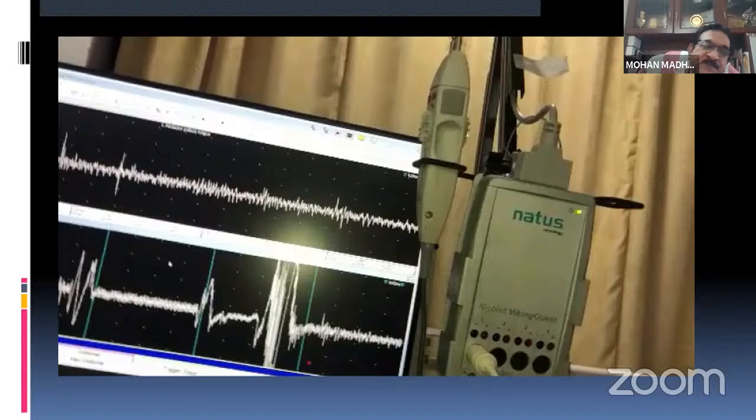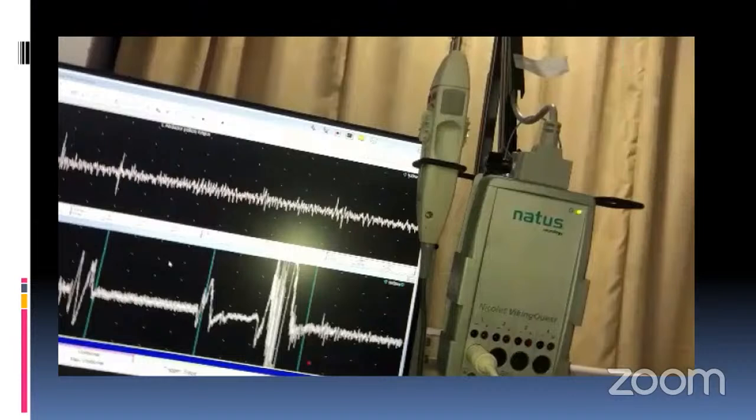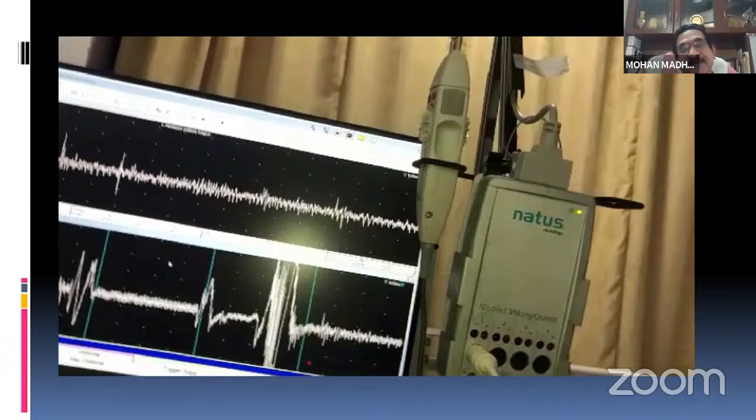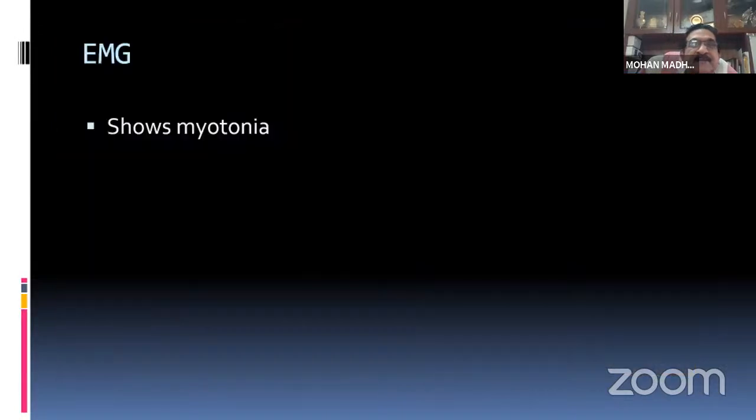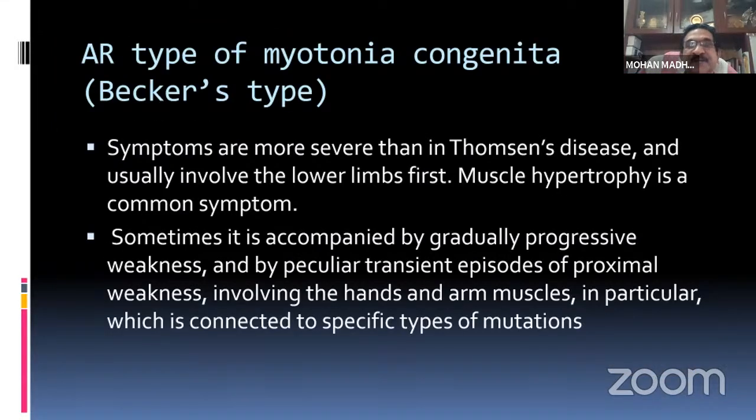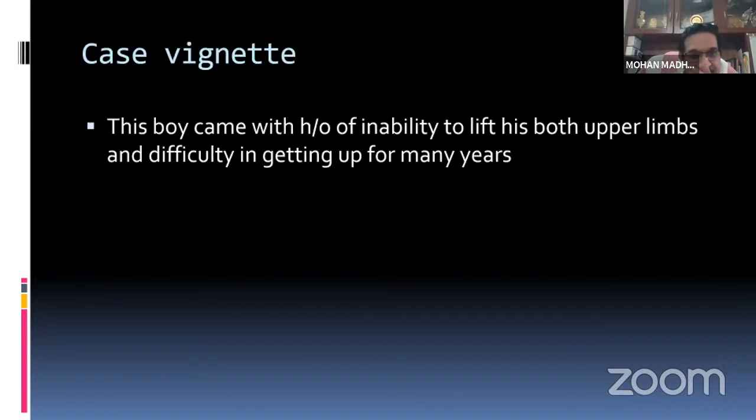Autosomal recessive type usually occurs between 8 years of age group, and it may not be as muscular as myotonia congenita, and they can associate wasting and weakness as well. Now, this is the autosomal recessive type of myotonia congenita. Now, I'll show another video.